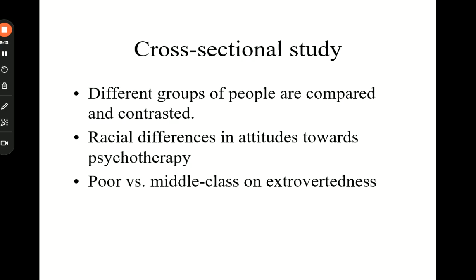You can study different ages, like I just described. You could study different races. For example, how are Latino attitudes towards psychotherapy different from, say, African American versus white attitudes? And let's get out of America. Let's talk about how people in China view psychotherapy versus how people in Germany do. Cross-sectional, you can study different incomes, different races, different regions of the world. That's what cross-sectional studies do. Okay?